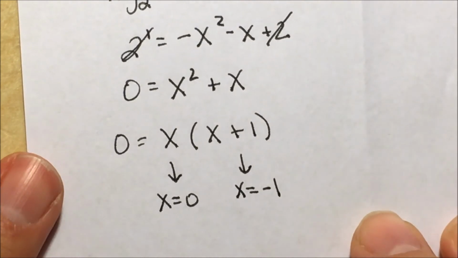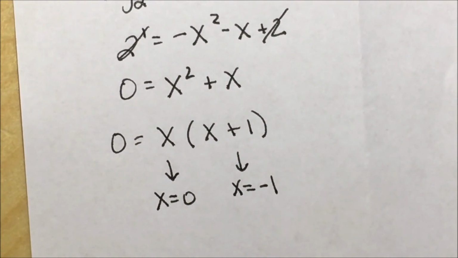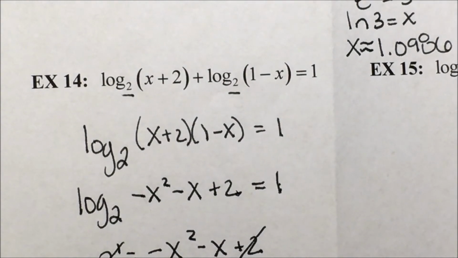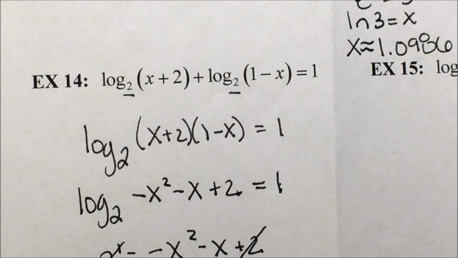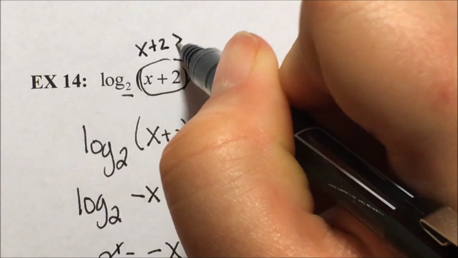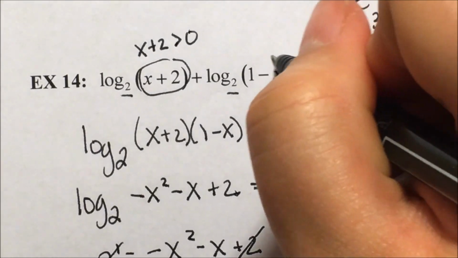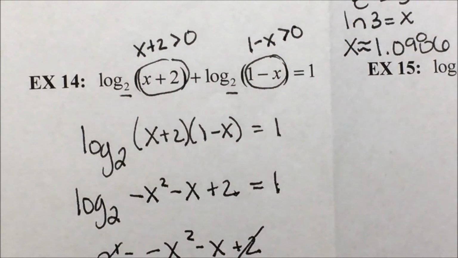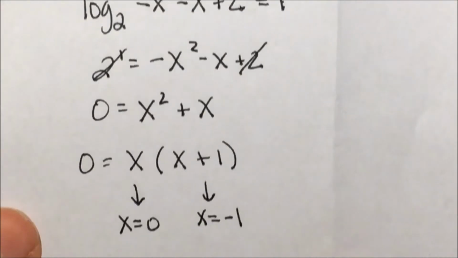All right, so once again, with our multiple solutions, even if you had one solution, you do want to check it and test that it works in your logs. Now we have two separate log inputs. We need to check in both of those whether these x's fit the domains of each of these logs. So remember, this one requires that the input x plus 2 has to be greater than 0, and this one requires that the input 1 minus x has to be greater than 0. So I need to check in both of those.